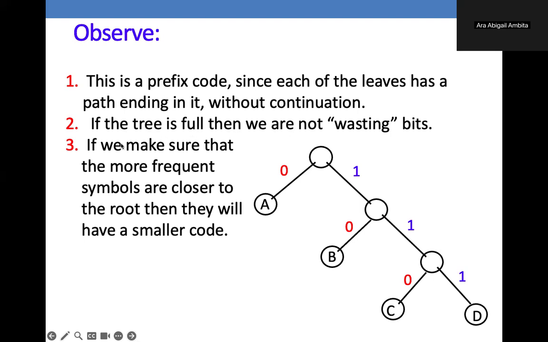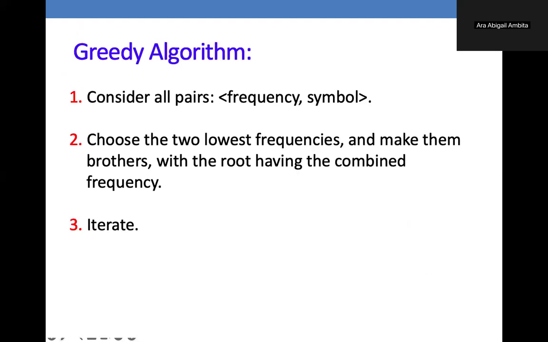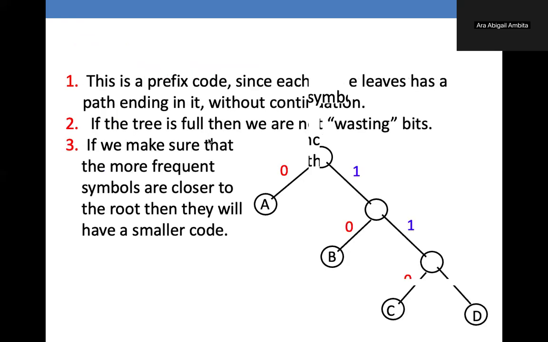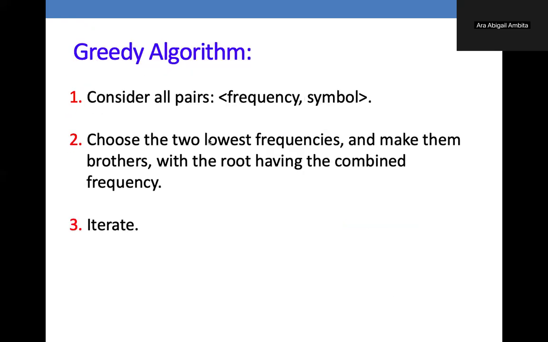And we make sure that the more frequent symbols are closer to the root. So they will have a lesser na length. Okay? So this is the greedy algorithm again. So we consider all the pairs, the frequency, and also the symbol. And then we choose the two lowest na frequencies, make them brothers with the root having the combined frequency. And then we will iterate until we are left with one node, which is the root of the Huffman tree.